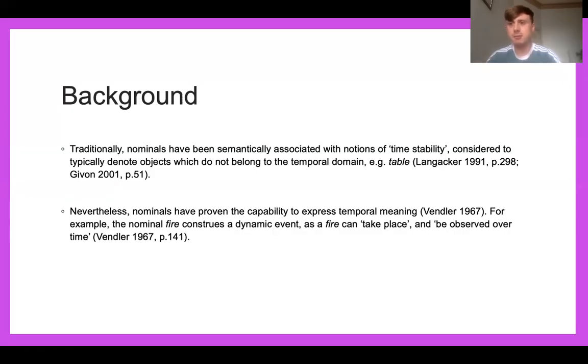So to give a bit of background here, traditionally, nominals have been semantically associated with notions of time stability, typically understood to denote objects, for instance, a table. Now we can see that nominals can also express temporal meaning. For instance, a fire constitutes a dynamic event. A fire can take place and it can be observed over time.